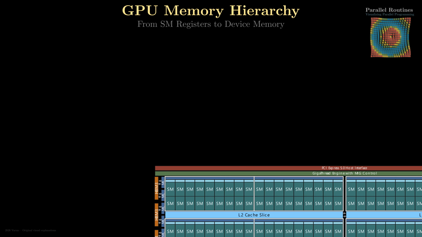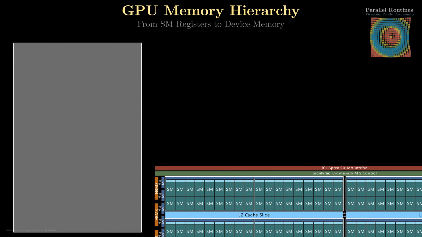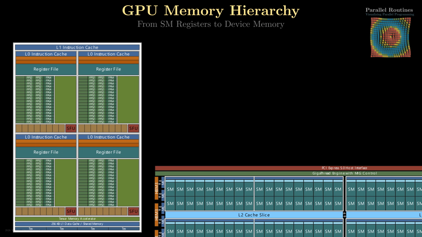Understanding the GPU memory hierarchy is essential for optimizing performance. This section explores where different memory levels sit in the architecture and how they relate to each other. This view isolates a single streaming multiprocessor to show which memories are contained within it and how they fit into the GPU. GPU memory is organized in layers, trading speed for capacity.